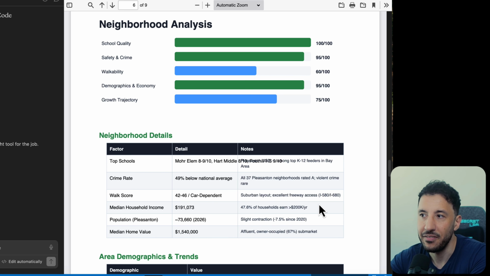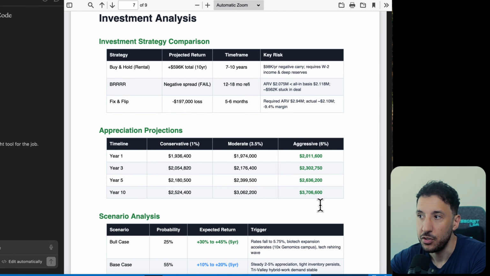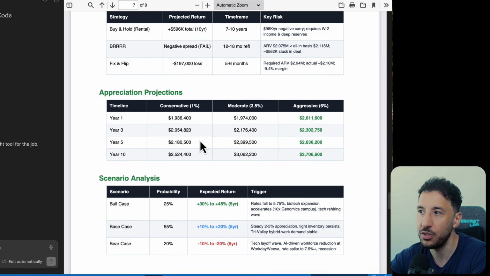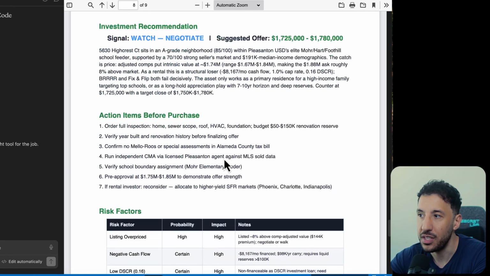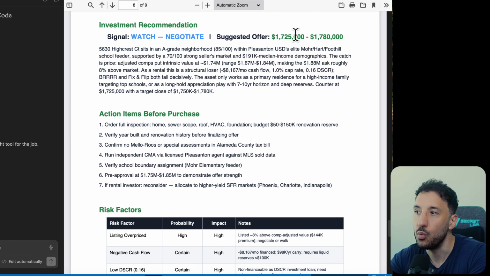Now, take a look at the investment analysis. It ran 3 strategies. Buy and hold and fix and flip actually failed. Now, fix and flip will lose you $197,000. The only play here is to buy and hold for appreciation over 7 to 10 years. And you need deep reserves to cover the negative cash flows, of course. And look at this. It even tells you what to offer. Suggested offer is $1.725 to $1.78 million. It's a very specific number with a full checklist of what to verify before you can make an offer.